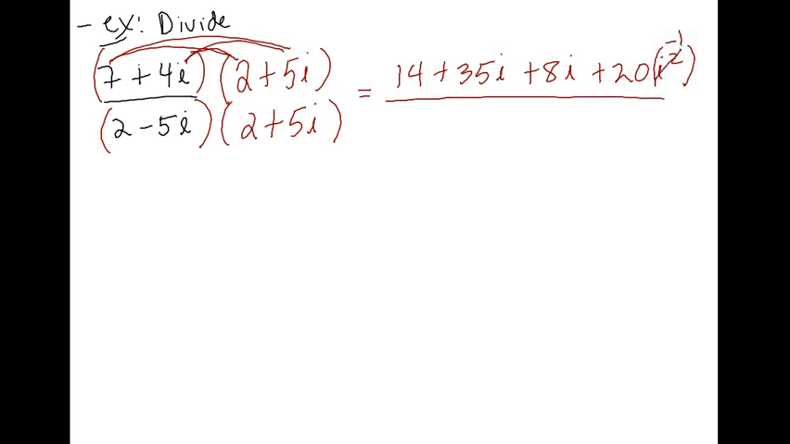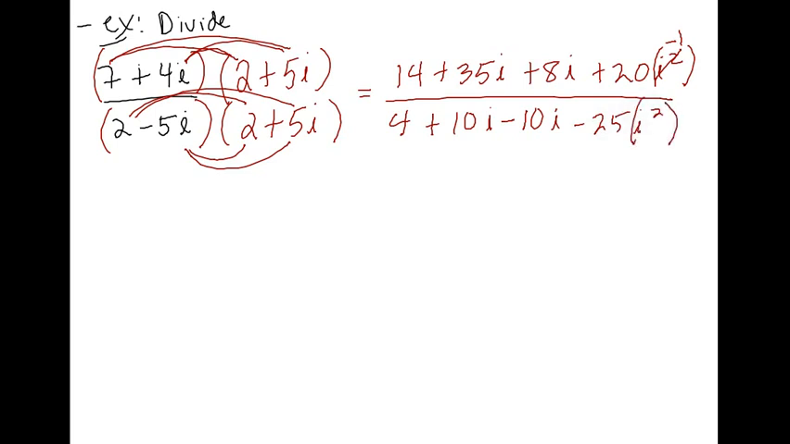Alright, the denominator, first terms should be 4. The outside terms should be 10i. With conjugates, you'll notice the inside terms also give you 10i, but they give you -10i. So you'll see that there should be a cancellation there, and our last terms should be -25i squared. Once again, we will replace this for -1.